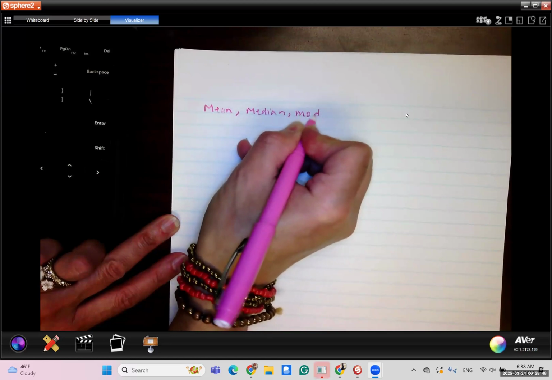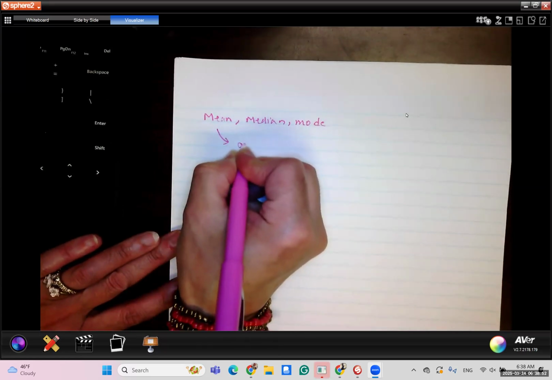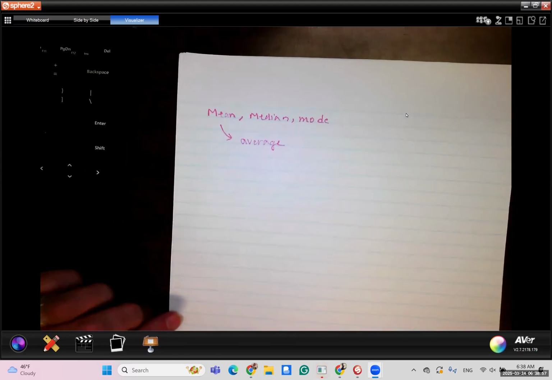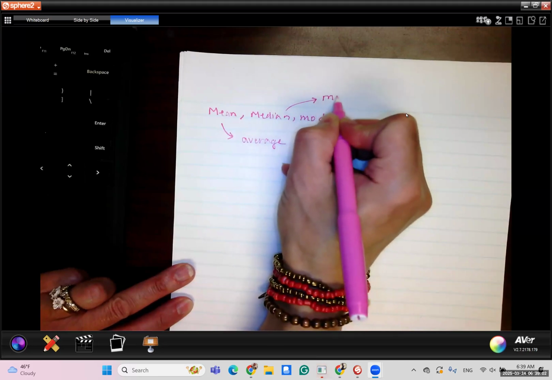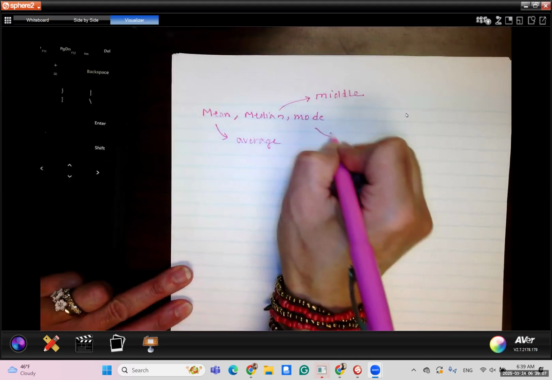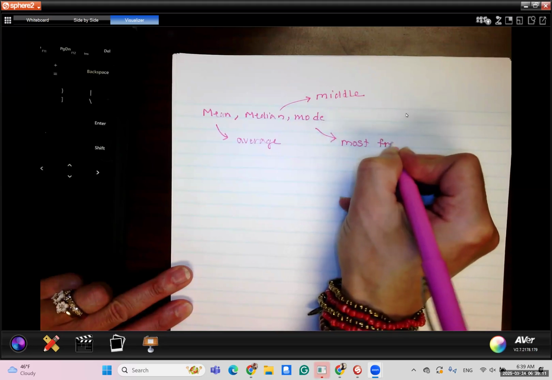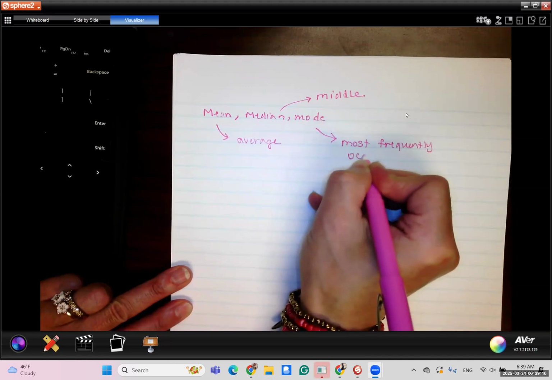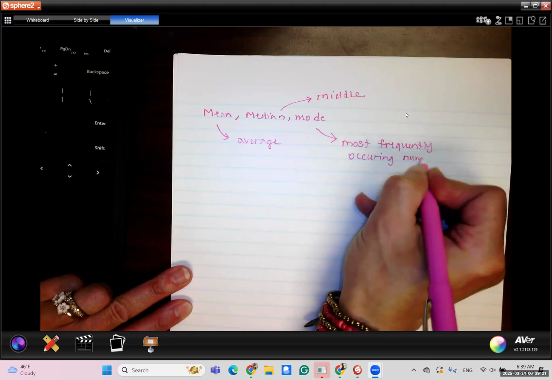Mean is what we are used to in real life. We have another word for it. We say average. So for example, we say average cost or average income. That's what a mean is. Median is the number in the middle of the data, the exact middle. And mode is the most frequently occurring number or data point.